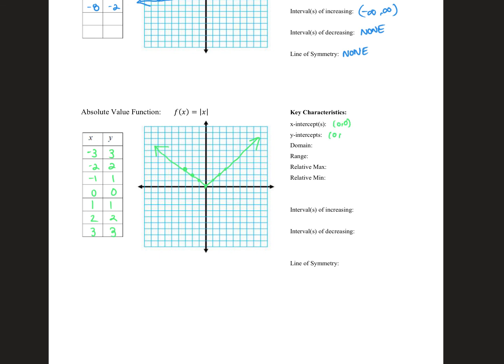X-intercept, 0, 0. Same with the y-intercept. Domain is all possible x values, which are all included. So -infinity to infinity. My range starts at 0 and goes on forever after that to infinity. There is no relative max. This time we have a relative min at 0, 0. Interval of increasing is from 0 to infinity. That's where we have a positive slope. Negative slope is from -infinity to 0. Again, don't forget intervals of increasing and decreasing always get parentheses. And then we have that line of symmetry at x equals 0.